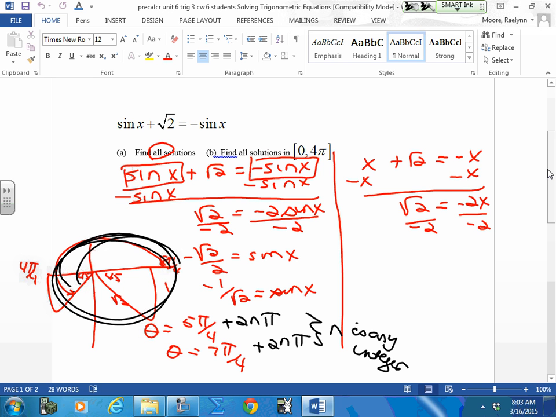Okay? Now, the second part of this says, what if I want only my solutions from 0 to 4 pi? Which means I already did 2 pi, right? I found this solution already. All I have to do is come one more step around. Maybe this will make you kind of see it a little bit better. So if I add 2 pi, doesn't that bring me to 4 pi? So let's see what happens. I'm going to take this guy and add 2 pi. And add 2 pi.